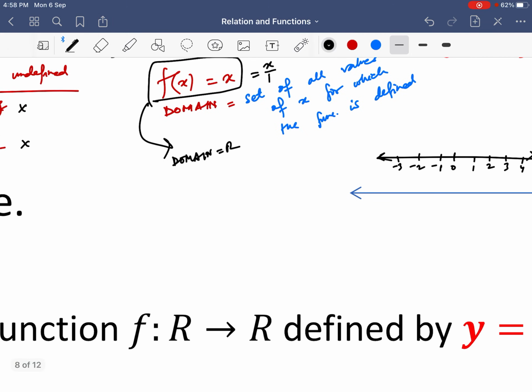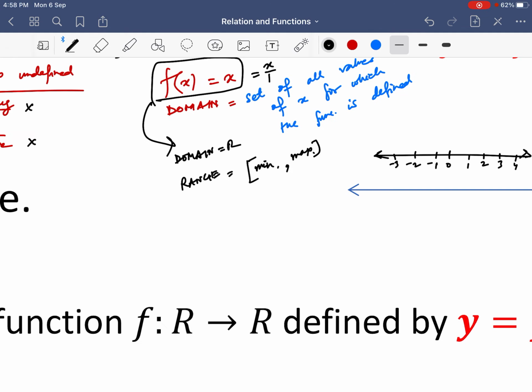Now the range, what is it? The definition of range is quite simple. The range means the limit, the boundary in which the function lies. So minimum value, comma, maximum value. That is my range. So you have to find the minimum value of the function and the maximum value of the function. So how can I find the range of f(x) equals x?